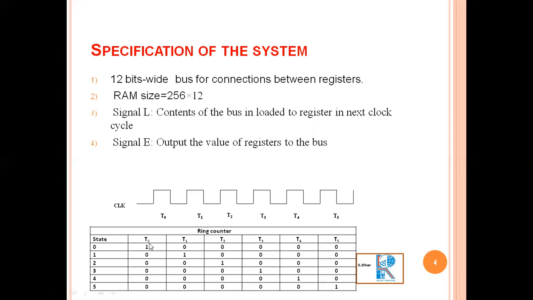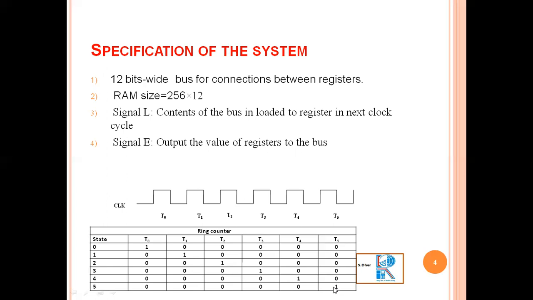At first it will generate T0. So T0 will be 1 and all others will be 0. Then in the next time it will generate T1. So T1 will be 1 and all the other pulses will be 0. Similarly at time 2 it will generate T2, and all the other pulses will be 0. Then T3 will be 1 and all others will be 0. Then T4 will be 1, all others 0. Then last, T5 will be 1, all others 0.